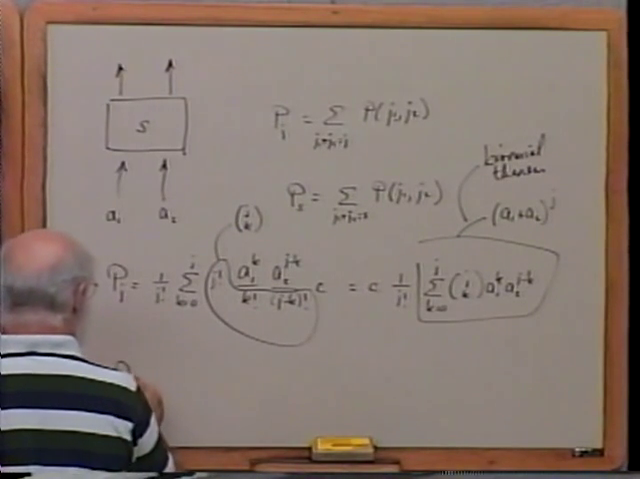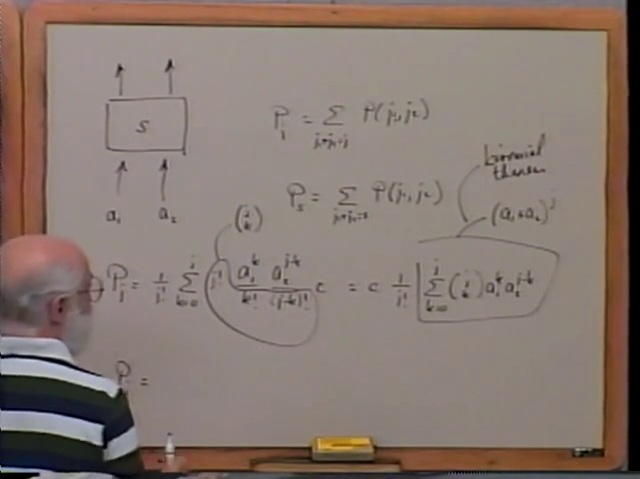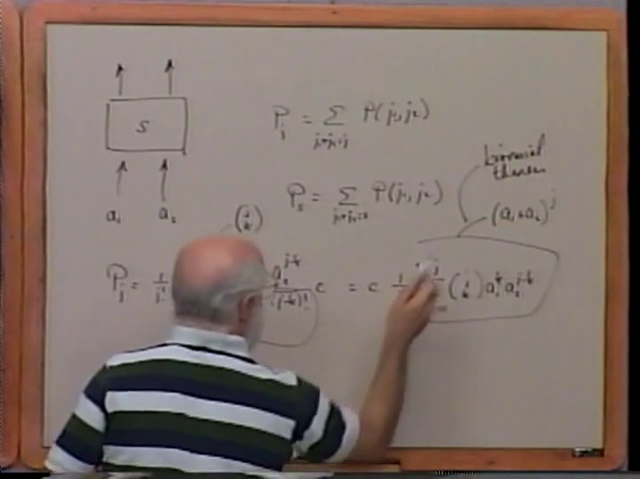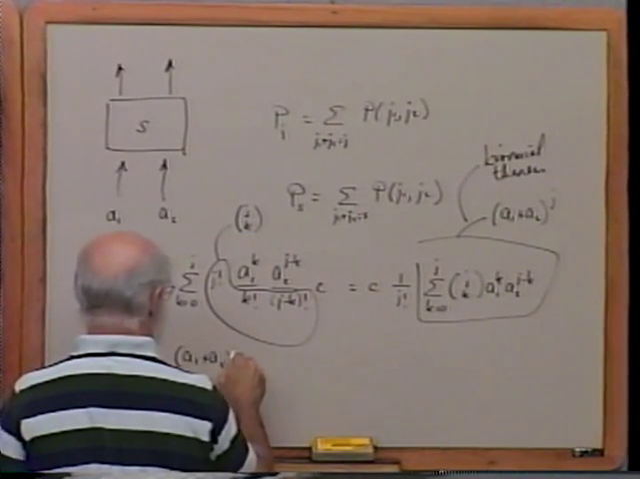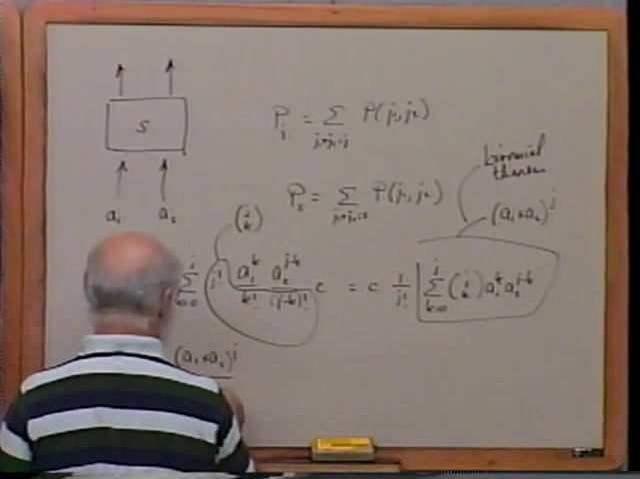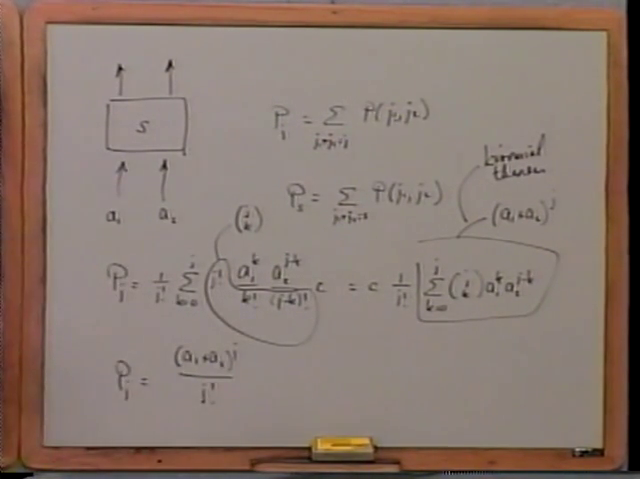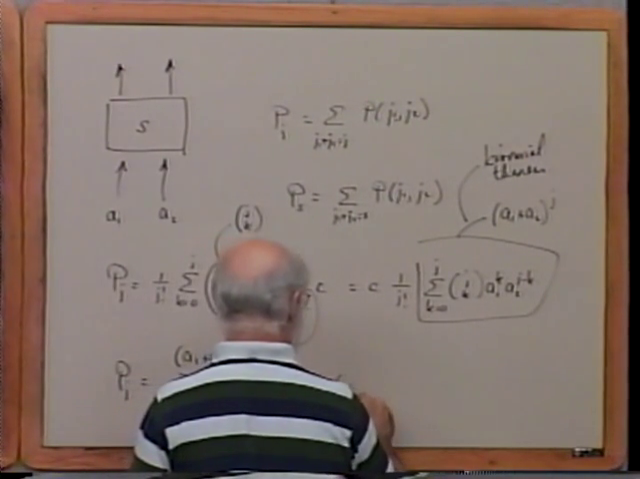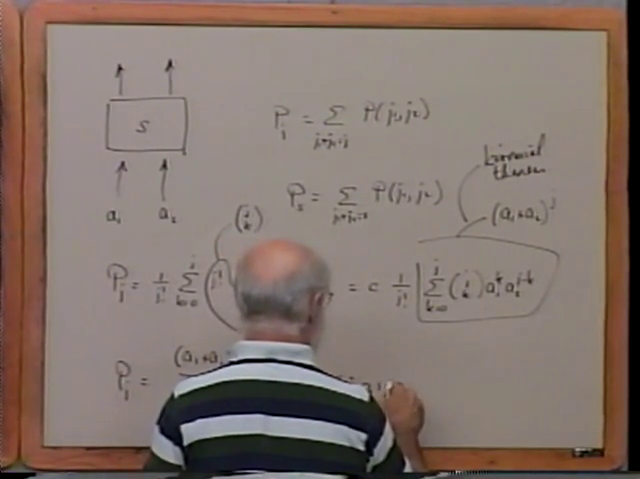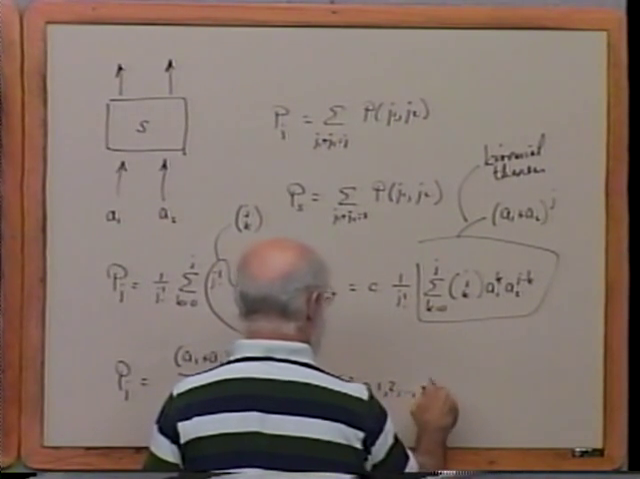So Pj is equal to (a1 plus a2) to the j over j factorial times the constant. But what's the constant? Well, the constant is whatever it takes to make these probabilities sum to 1 for j equals 0, 1, 2, up to s.